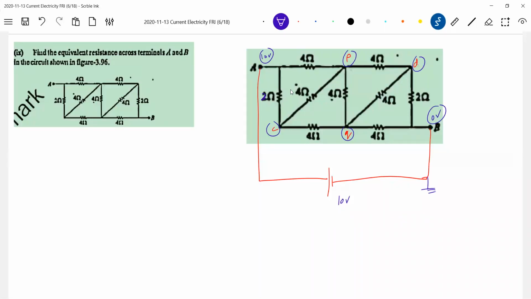Then what next? You just have to keep applying nodal analysis here. I'll start with VC: VC minus 10 by 2. I don't know which direction current will enter and leave. How many unknowns are there? C, P, Q, D. 4 unknowns are there, so 4 equations minimum we have to write. And then similarly, VP minus 10 by 4.